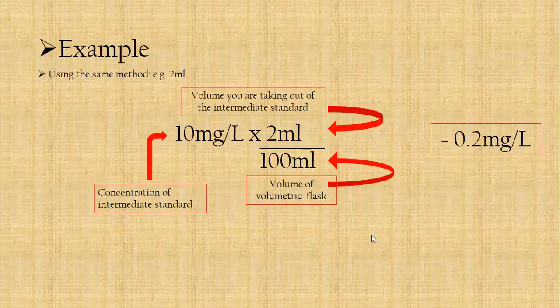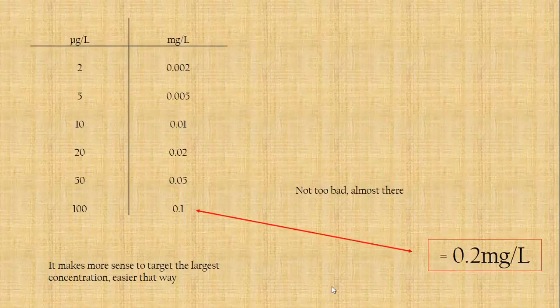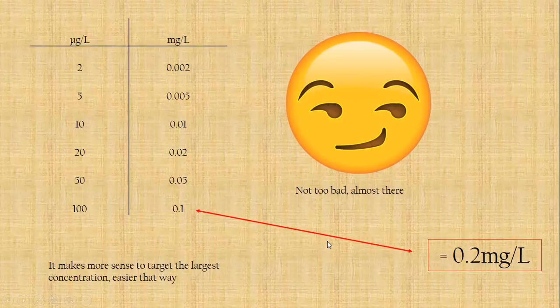You can put aside your stock solution. You're going to start working from the concentration of the intermediate standard. So you've got 10 times 2 divided by 100, and as you can see, the labels tell you exactly what each one means. This is going to equal 0.2 milligrams per litre. Now, 0.2 milligrams per litre is not too far off from 0.1. So you're just going to have to do some adjusting.